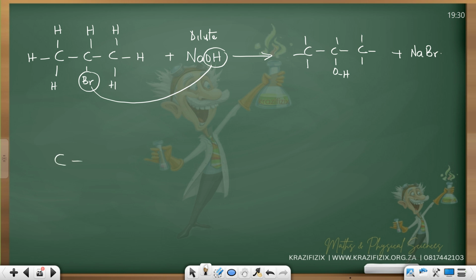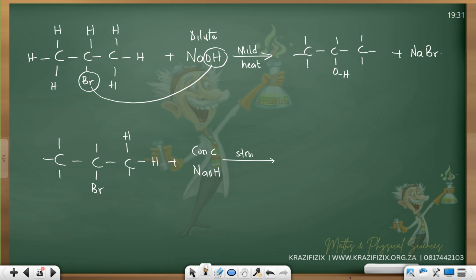But then if I have it like this, plus concentrated. Oh, another condition that is needed here is mild what? Heat. Here, I need what? Strong heat. What's going to happen? The difference is in the heat temperature and the concentration. Here, I am going to undergo elimination.